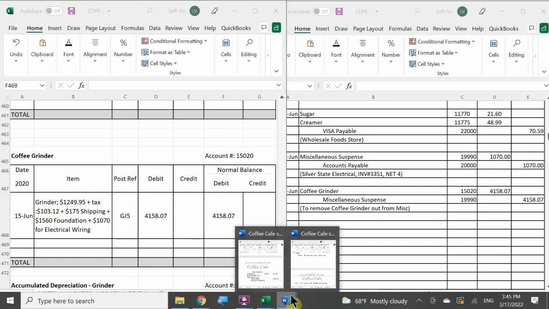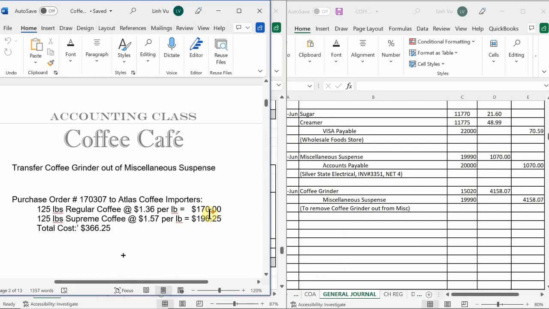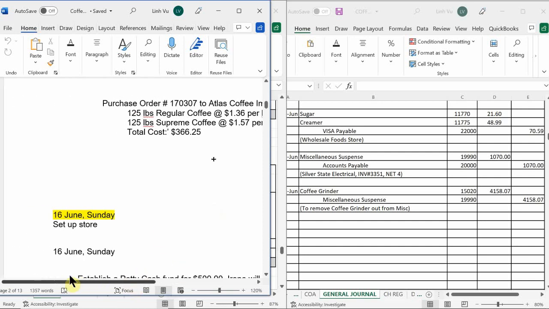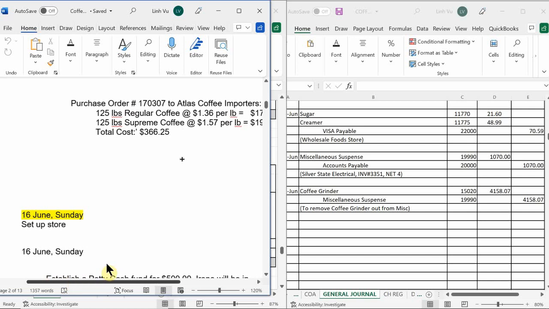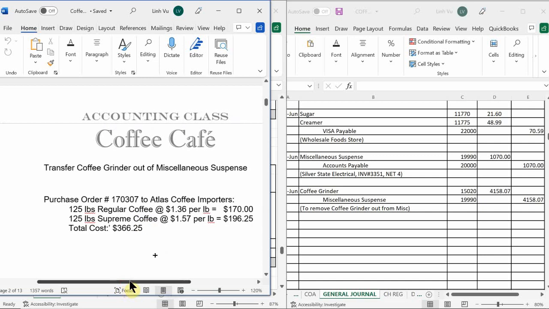Okay. Let's see. Hey, I believe we might have enough time to do a couple more transactions here. So let's see what will happen here.